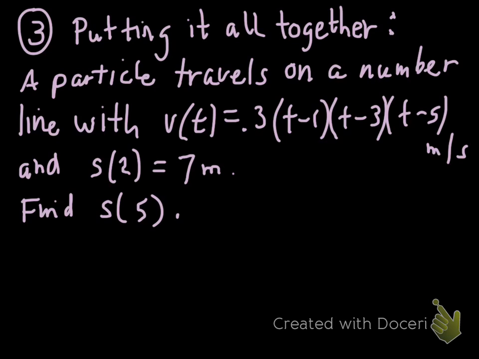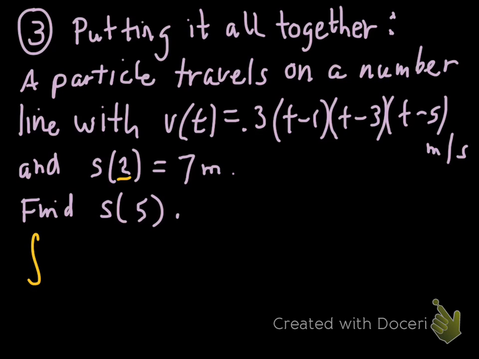We want to find s at 5, the position of the particle at time 5. So we know the velocity of the particle. We know the position of the particle at time 2. We want to know the position of the particle at time 5.